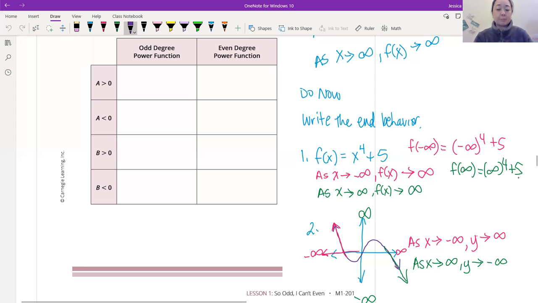All right. Notice this plus 5 is of no consequence. It could be plus a million. It doesn't matter because infinity is much bigger than that, right? So all we're looking for is the x with the biggest exponent. That's the thing that's going to affect it the most.